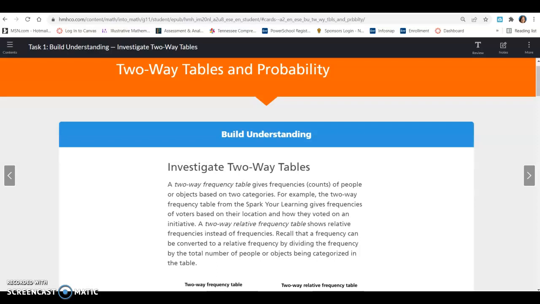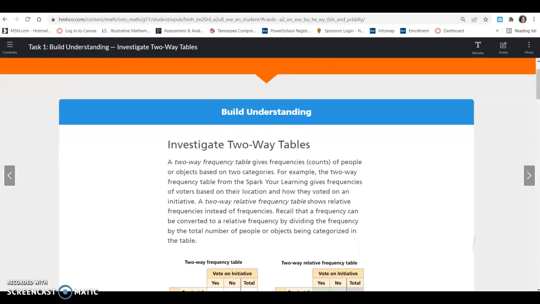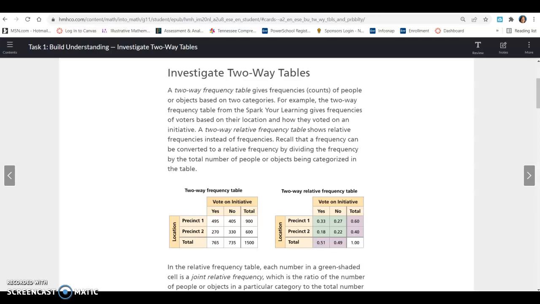Lesson 17.2, Task 1, Two-Way Tables and Probability. Investigate two-way tables. A two-way frequency table gives frequencies, counts of people or objects based on two categories. For example, the two-way frequency table from the Spark Your Learning gives frequencies of voters based on their location and how they voted on an initiative.